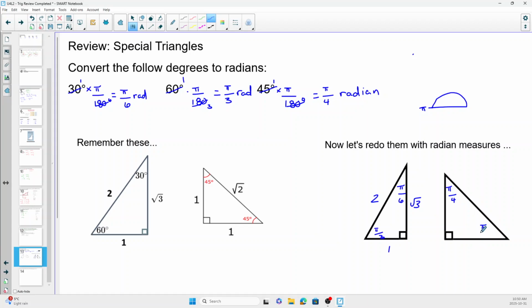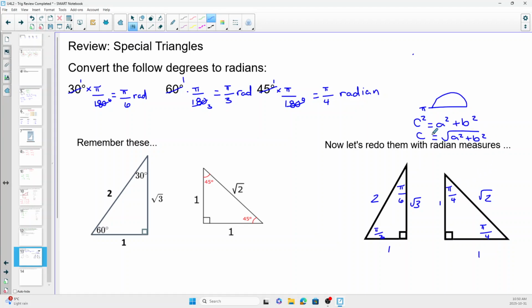And both of them are 45, so both of them are being replaced with pi over 4. And again, the side lengths stay the same. We have 1, we have 1, we have the square root of 2. The other thing is that this is just Pythagorean theorem, right? So the hypotenuse, if we think about Pythagorean theorem, is c squared is equal to a squared plus b squared. And also c is equal to the square root of a squared plus b squared.